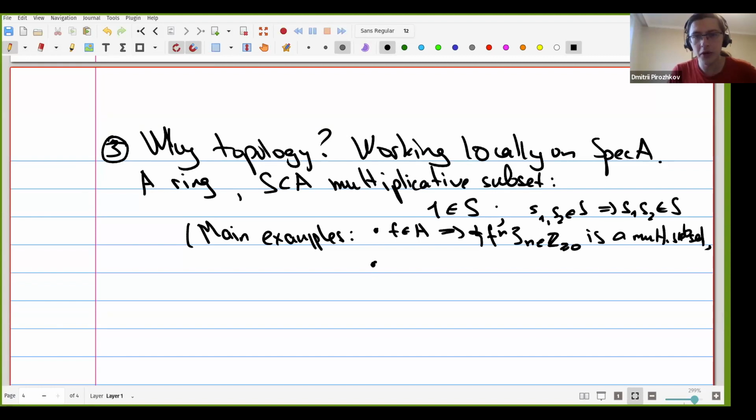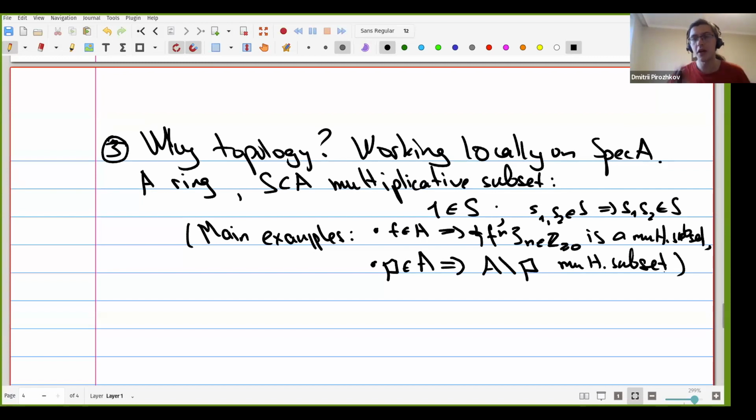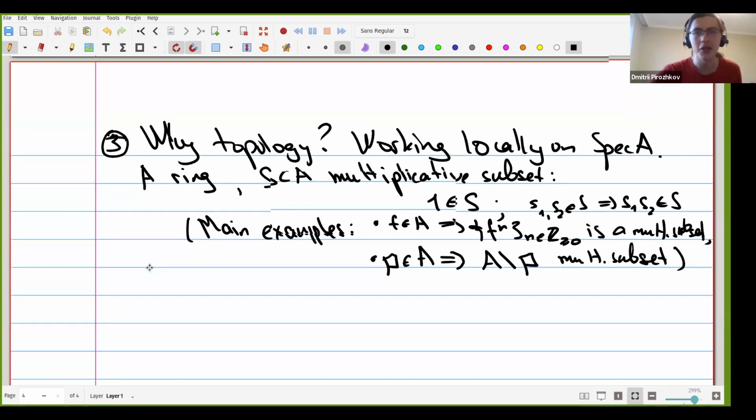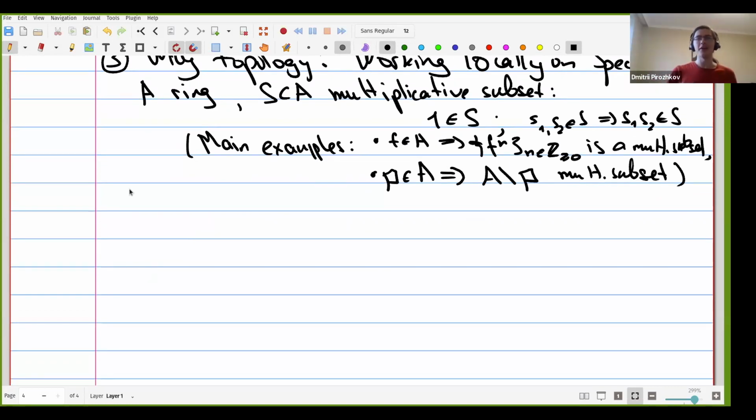But also, if you have a prime ideal in A, then the complement, so all elements of the ring that do not lie in the prime ideal, forms a multiplicative subset. Note that the element 1 does not lie in the prime ideal by definition, because it's not a proper ideal if it contains the unit.